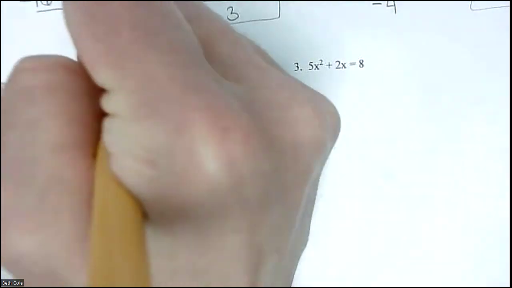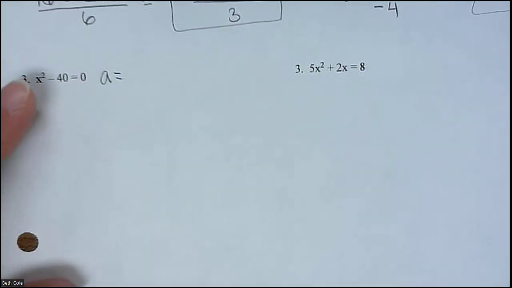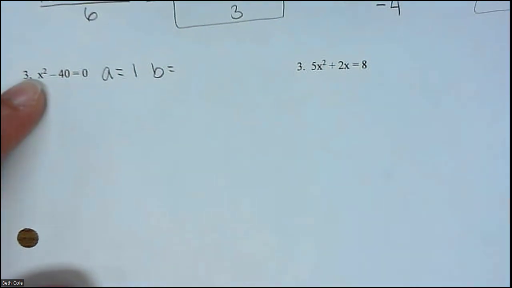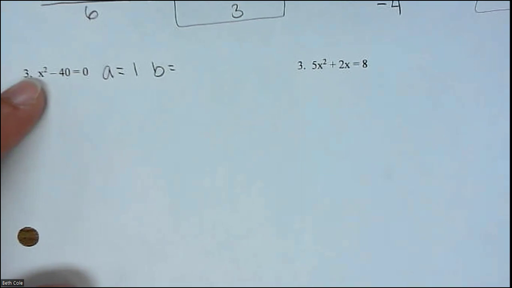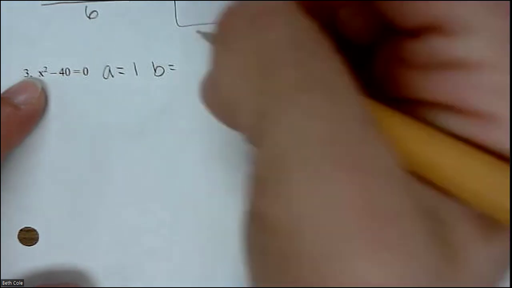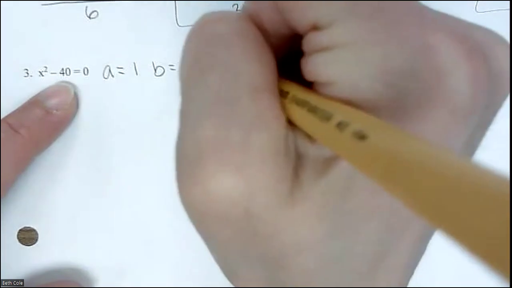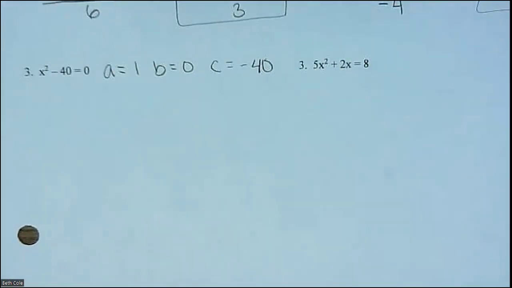All right. What is A for this one? It's a little tricky. It's what's in front of the x squared. Good. B is also kind of tricky for this one. Could you pick up the pencil? B is whatever's in front of the x. And there isn't one. So what do you think? So it can't be 1 if there isn't it there at all. So 0, there just isn't one. Good job. And then C is -40.